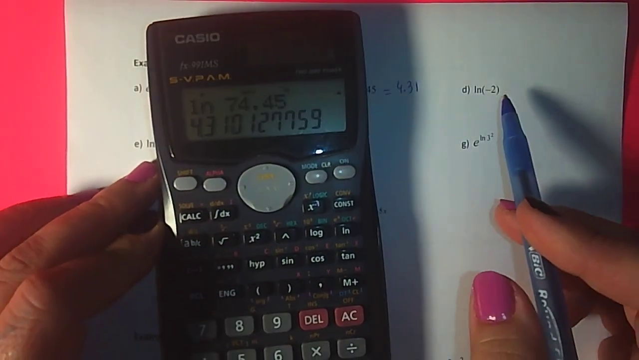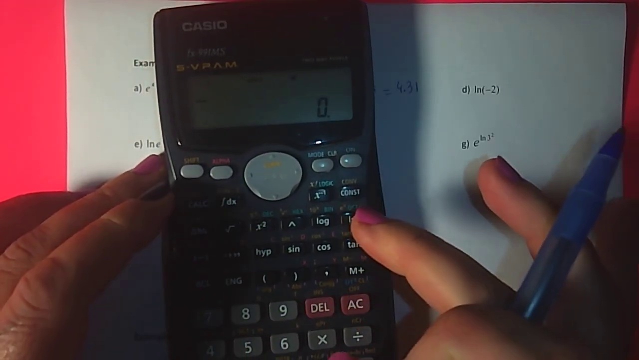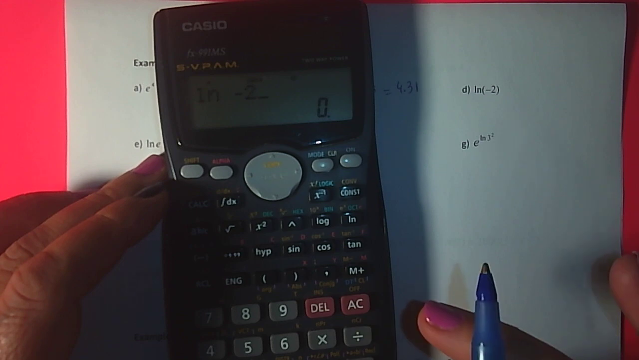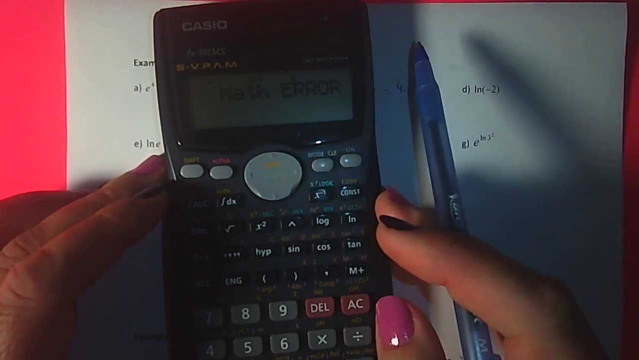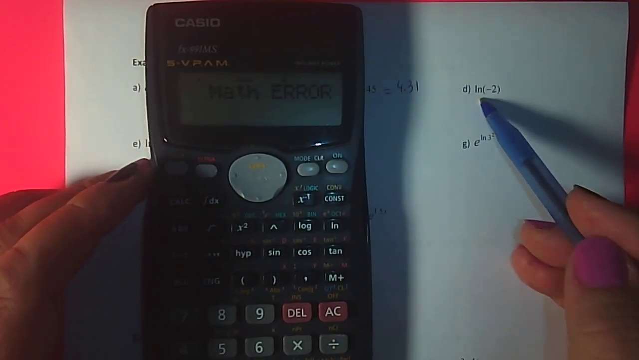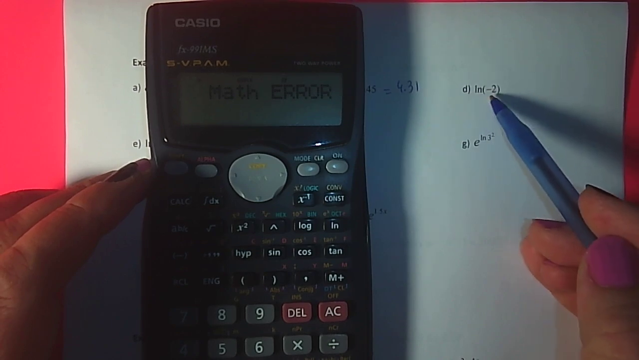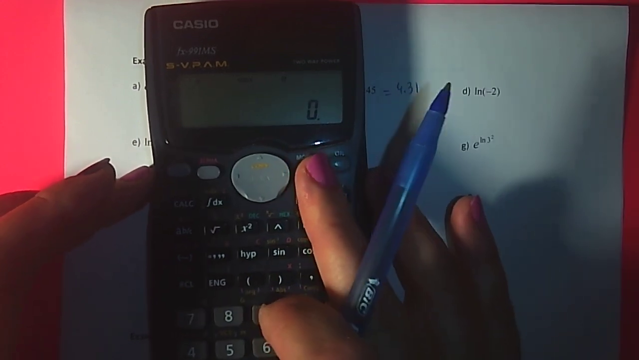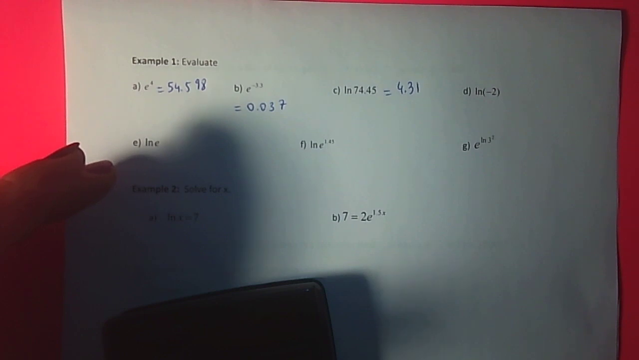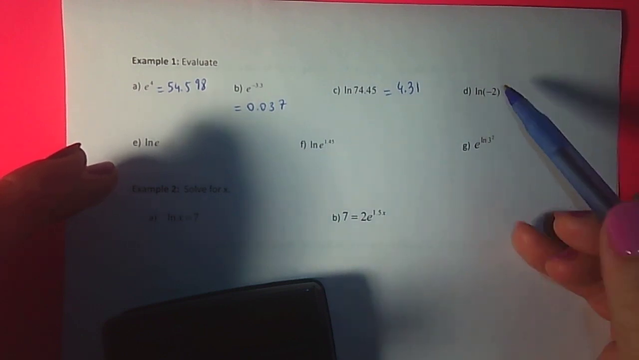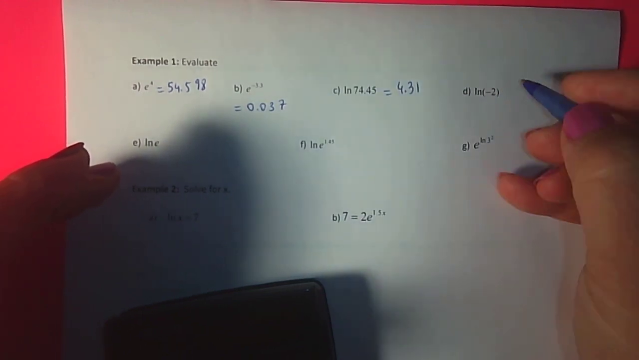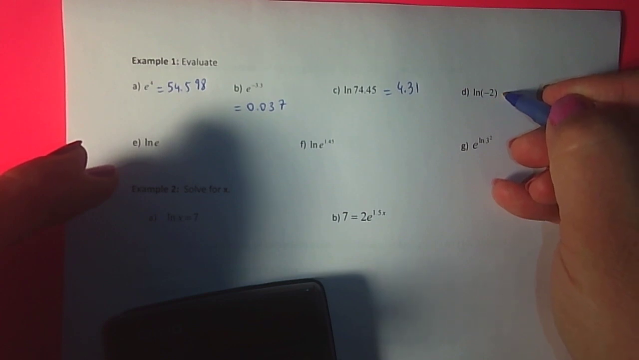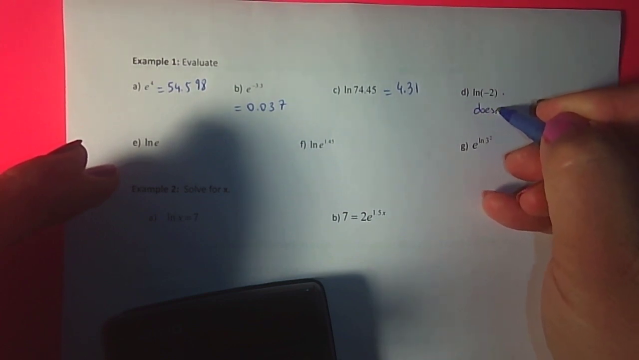How about ln negative 2? So ln negative 2, as you see, will give you a math error. So we cannot have a negative value inside. It was the same thing with advanced functions. With any logarithm, you cannot have a negative number inside the log or ln. So this doesn't exist.